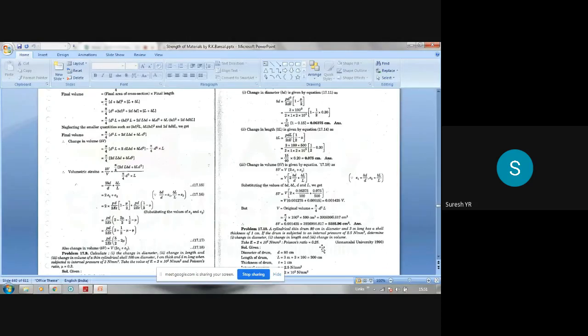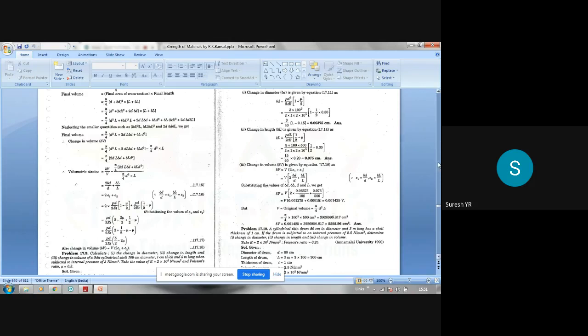So there is no change here. The only thing is E value and mu value are given, similar type of problem. So what you do is convert everything to millimeters. So diameter D will be now 800 mm, L will be 3000 mm, T will be 10 mm, and P will be 2.5 Newton per mm square. E value is given, mu value is given.